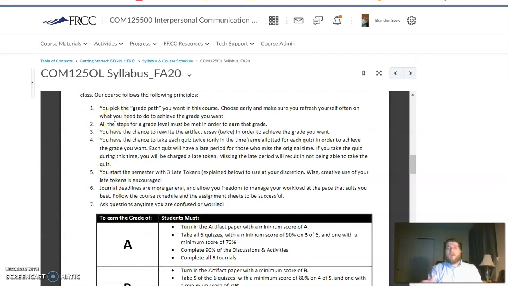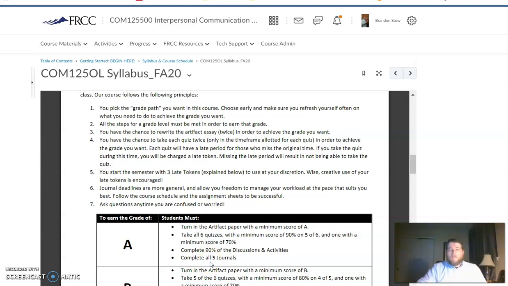All the steps for a grade level must be met in order to earn that grade. So if you want to get the A, you have to meet every single one of the requirements. You could meet, let's see, there's what, four of these? You could meet three of these four requirements, not get the fourth one, and you will not get that grade. You will get the one below it. I want to make sure that's clear.